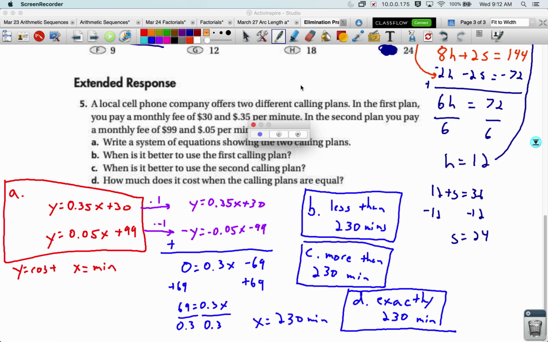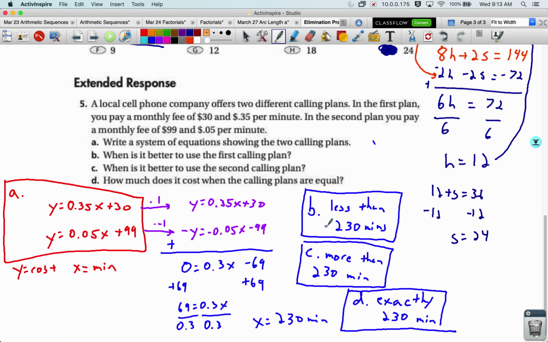All right, and here's my answer to the extended response. So to set up the equation, I said y would be the cost and x would be the number of minutes. We multiplied the cost per minute by number of minutes and then add on that flat fee. I then solved the system of equations just for x. Oh, actually I didn't finish solving D yet, so I'll do that with you guys. So I solved for x to figure out that right at 230 minutes, they cost the same.